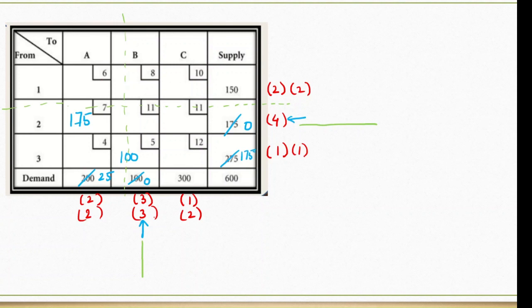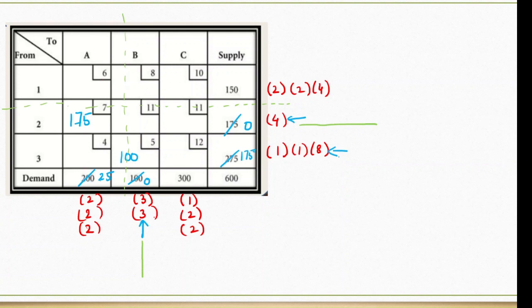Now calculating the penalties again for the row, now it would be 10 minus 6, so that's 4. Leaving this row, 12 minus 4, it becomes 8. 6 minus 4, again 2. 12 minus 10, again 2. So the maximum that we have now is 8. So considering this particular row, the minimum cost that we have is 4.